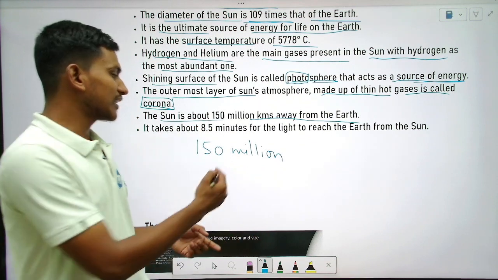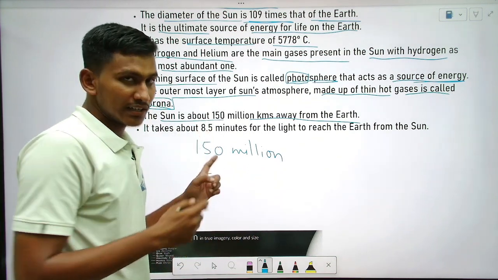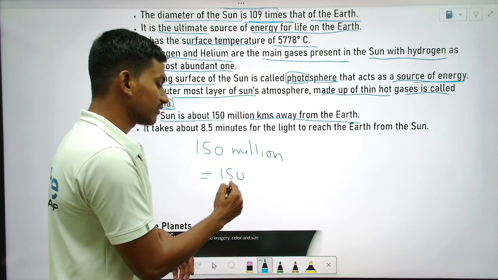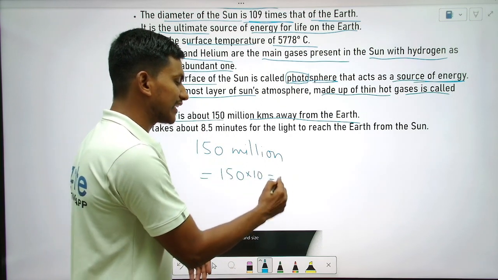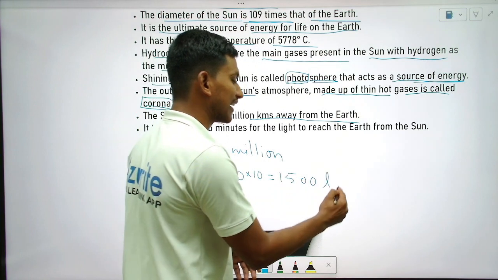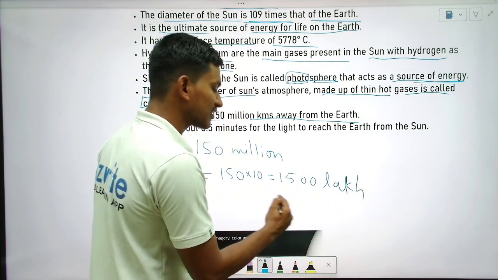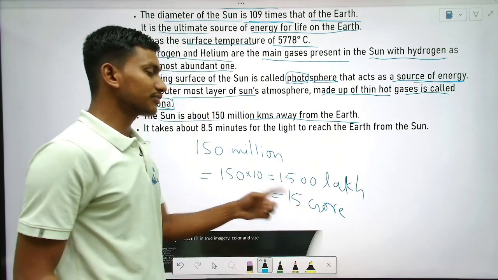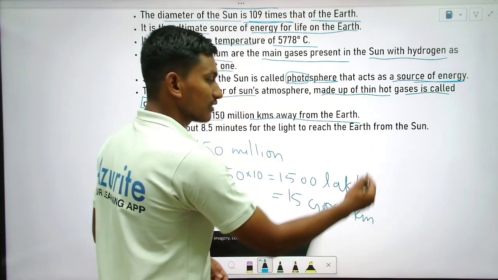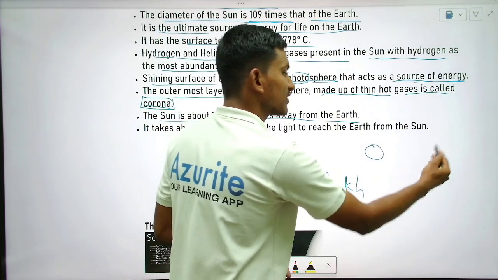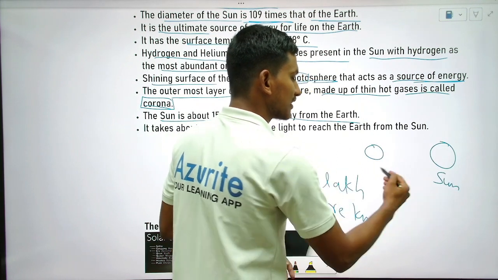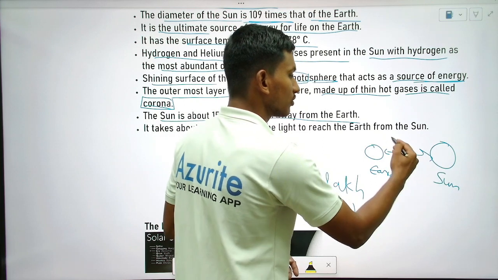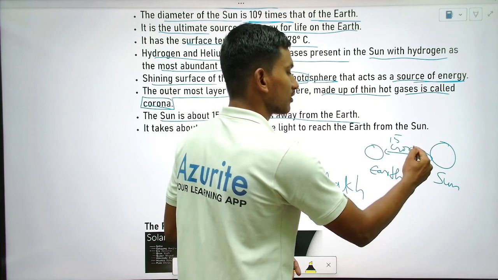Tell me. Yes, 1 million means 10 lakhs. So 150 into 10 will be 1500 lakhs. 1500 lakhs means 15 crore. If you divide by 100, it will become 15 crore kilometers. The distance between earth and sun. So this is sun, this is earth, and the distance is 15 crore kilometers.